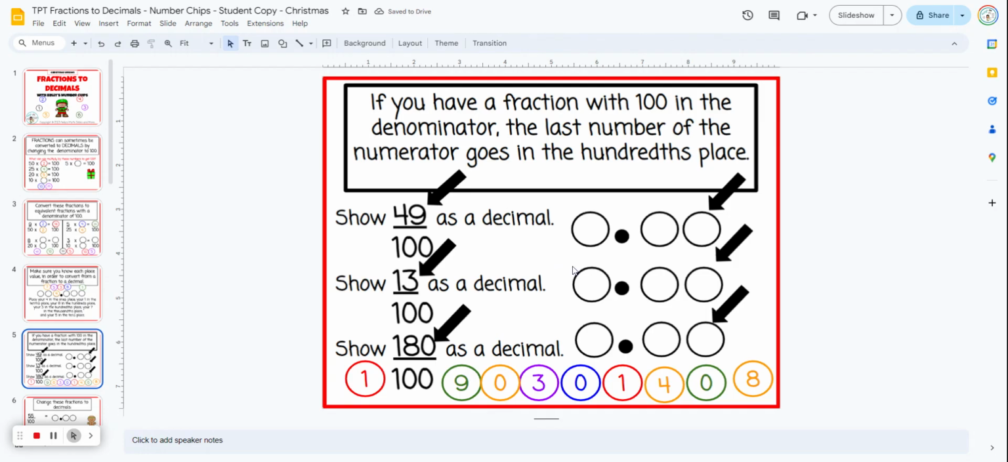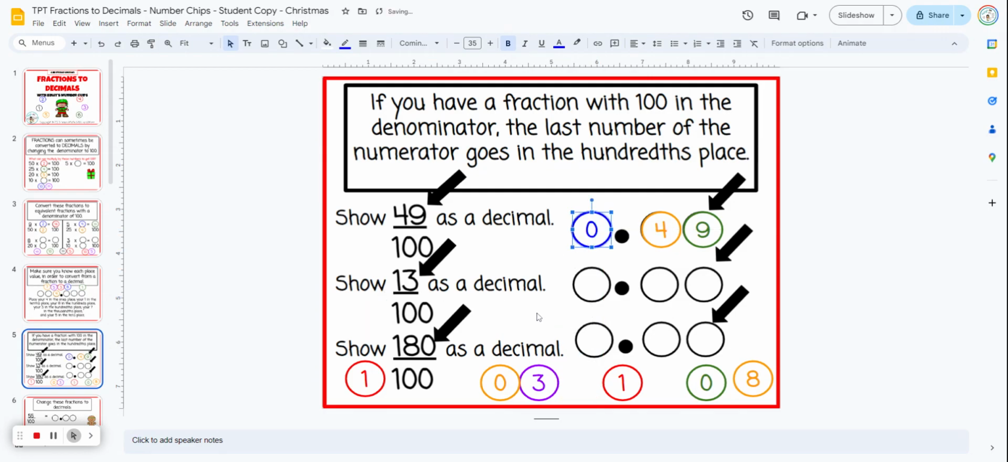The next slide has another method for changing the fraction to a decimal. So the first method would be to look at these fractions that already have 100 in the denominator. So we want to look at the numerator. The number in the ones place is going to go in the hundredths place of the decimal. So we know that if we look at the arrows, this has to be a 9, the number in the ones place of the numerator. So once we've placed the 9, then we just place the numbers in order. And then this number has to be a 0.